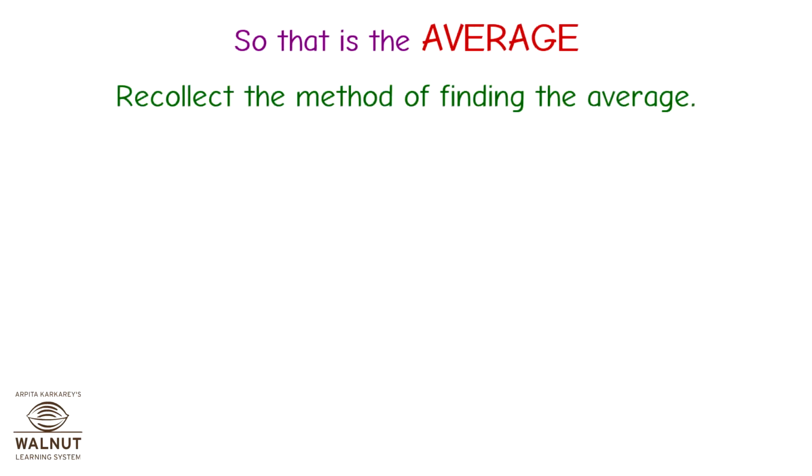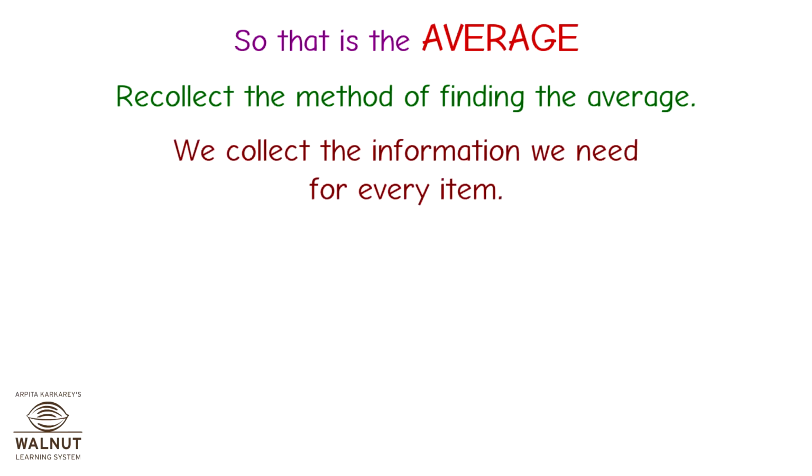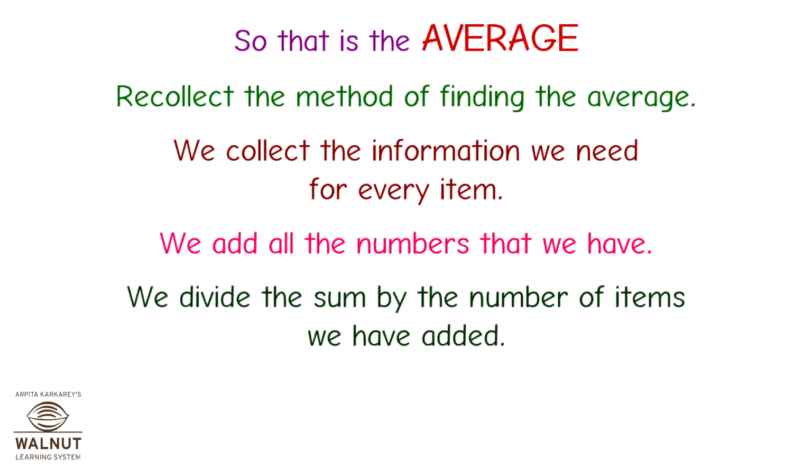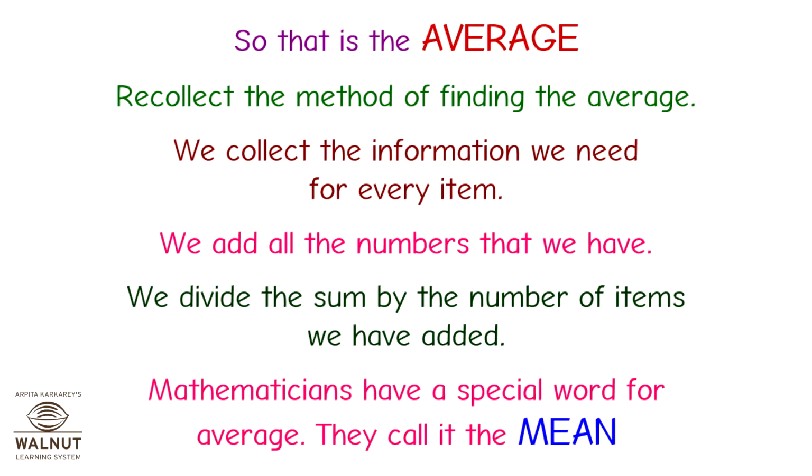Recollect the method of finding the average. We collect the information we need for every item. We add all the numbers that we have. We divide the sum by the number of items we have added. Mathematicians have a special word for average. They call it mean.